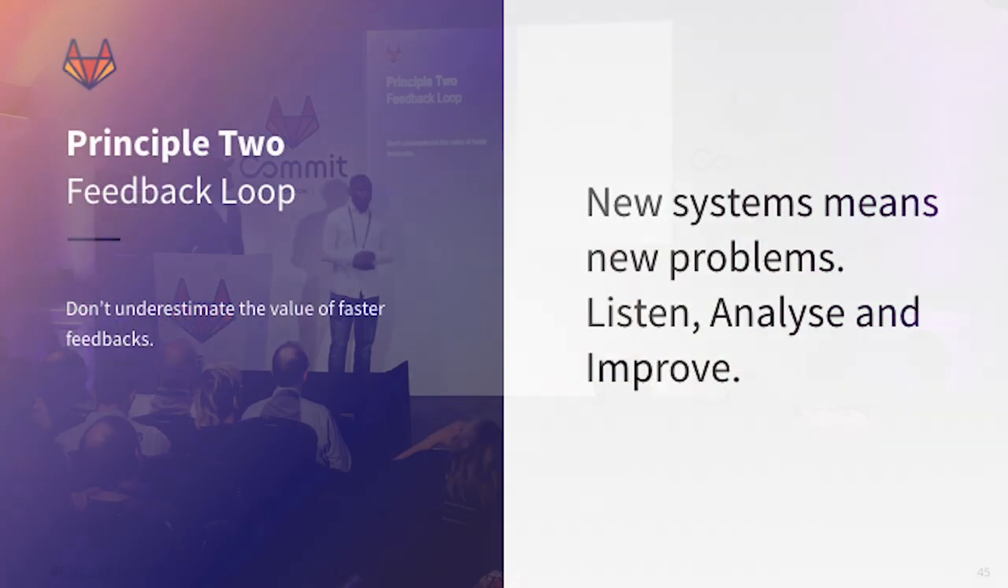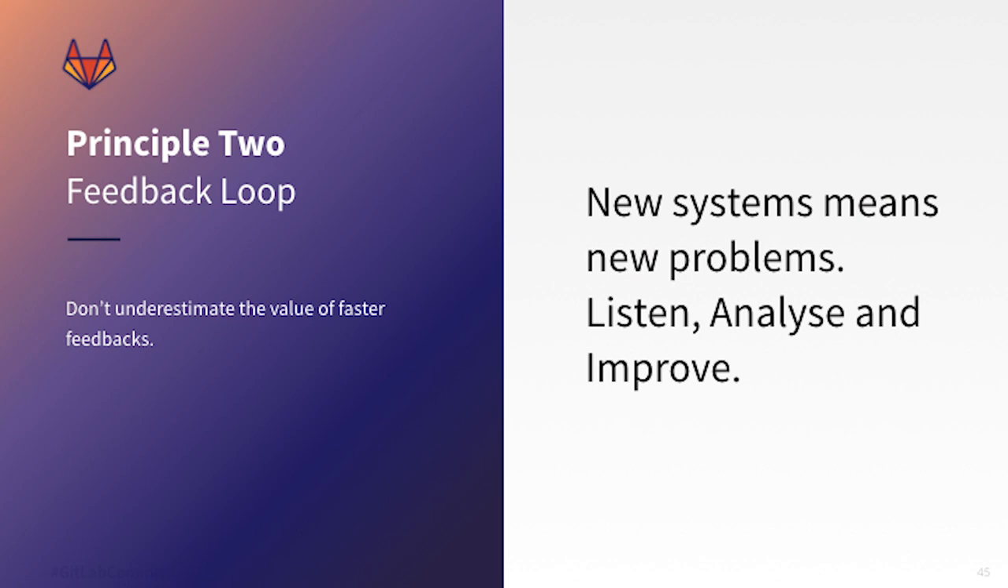Principle number two I would like to share with you is the feedback loop. People neglect this a lot, but we know this. New system means new problem. That is the fundamental systematics law. For every system that you bring to life, you create a new problem, like managing that system itself, right? So when you start using a feature, don't expect it to work as it is described somewhere or by anyone. Implement it, but then take the time to gather feedback from people using it.